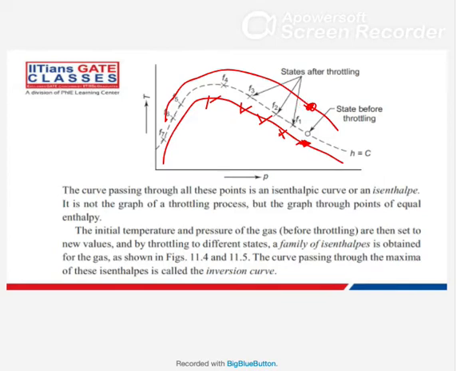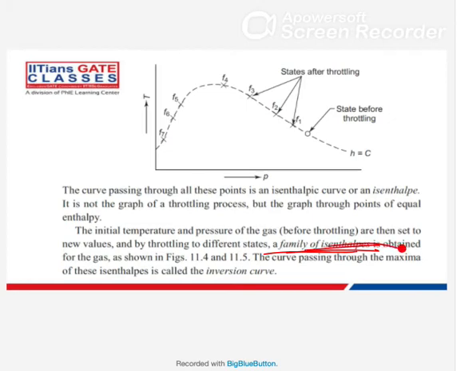Okay, and we call this thing a family of isenthalps. Okay, we call this a family of isenthalps. Is it clear up to this particular thing?